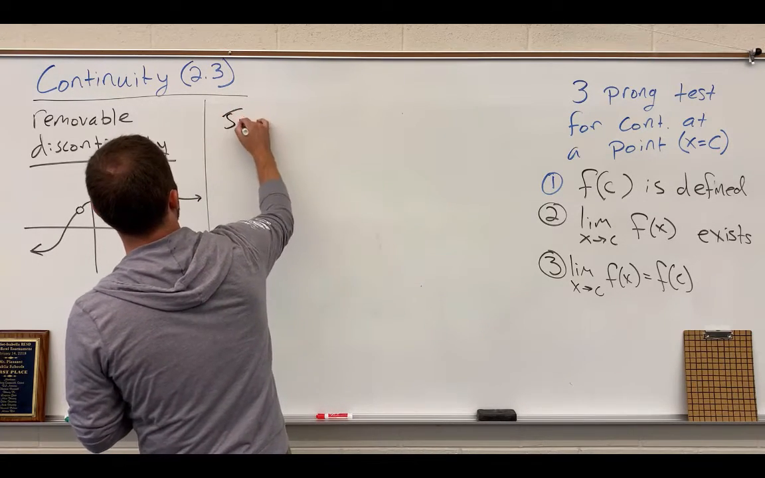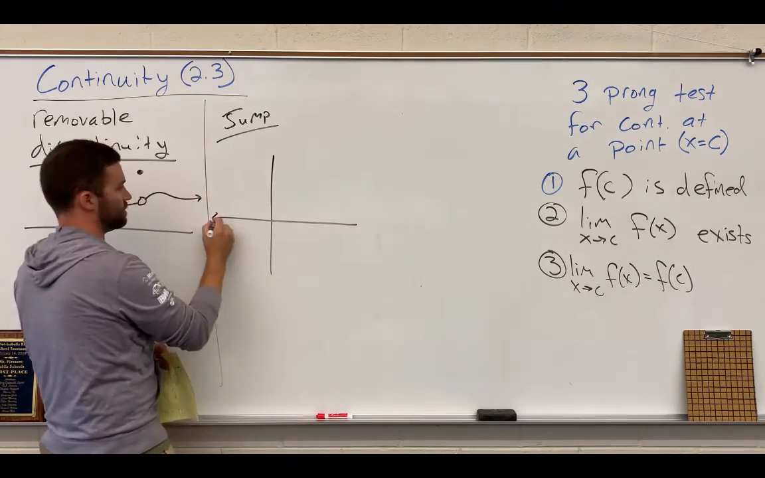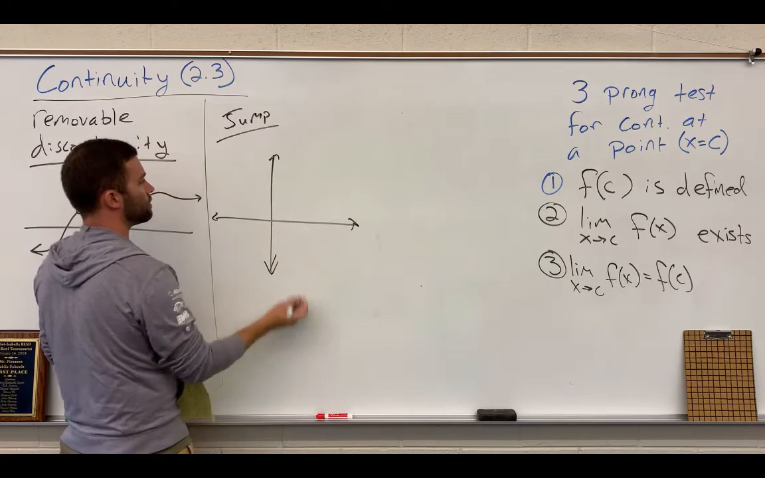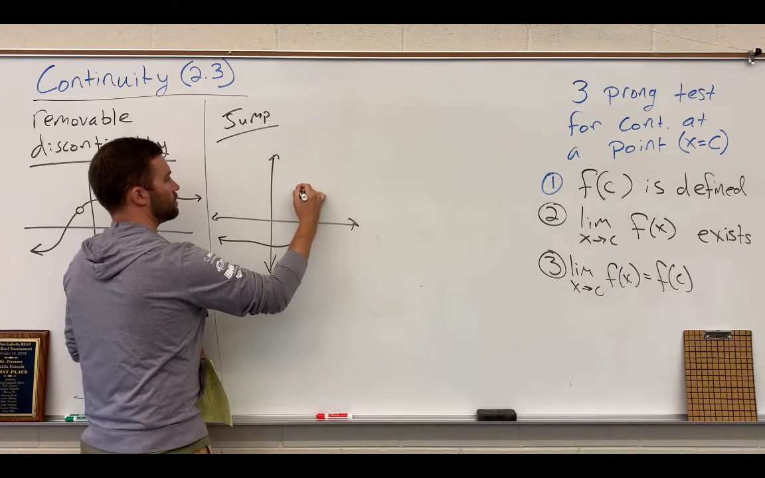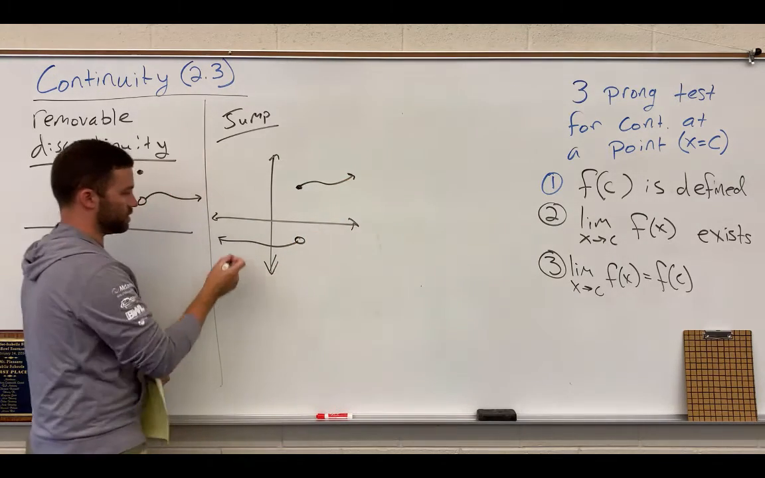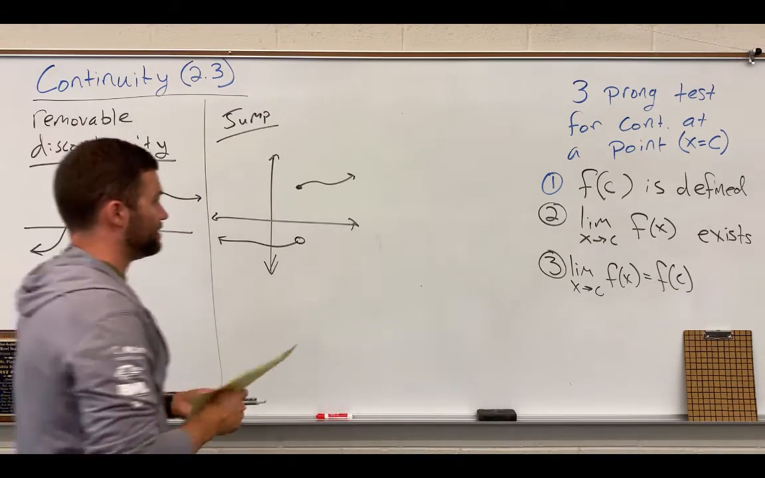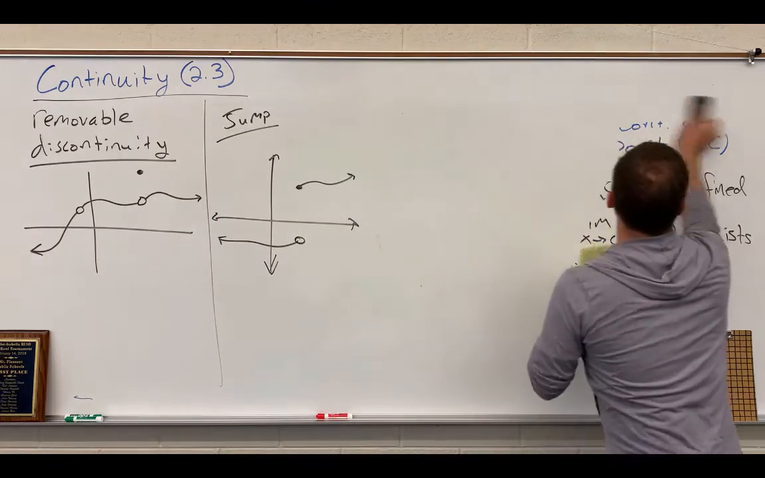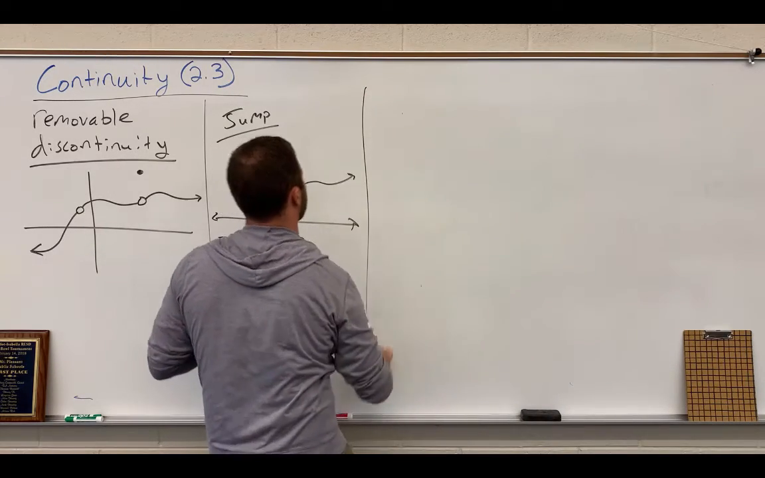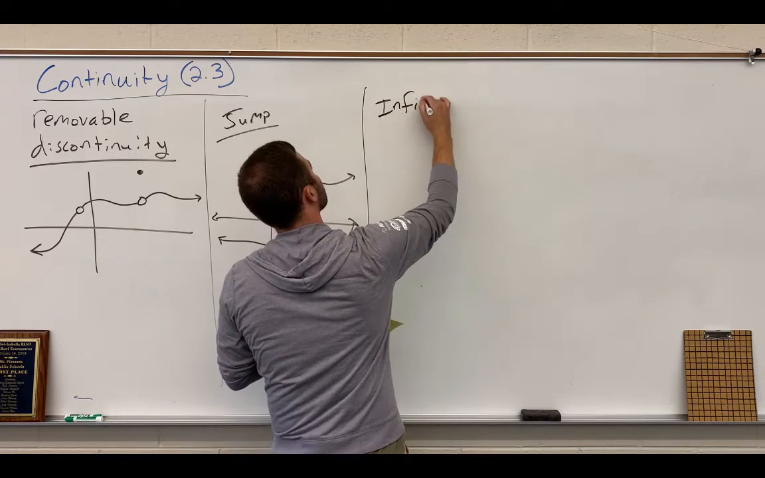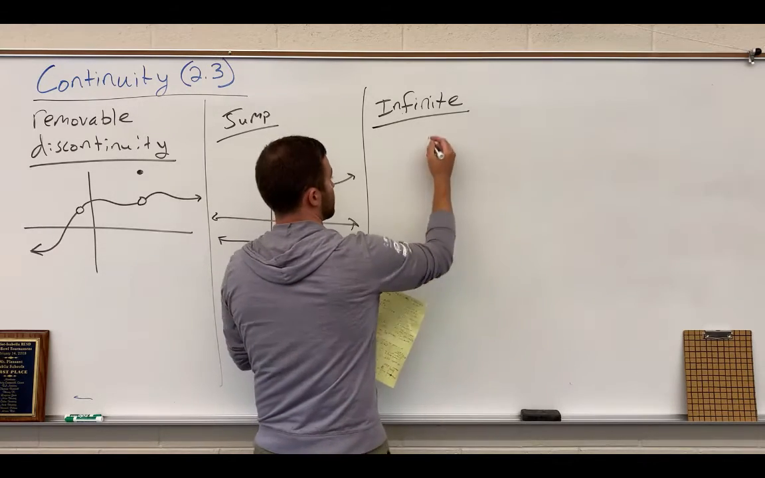We have jump discontinuities. A jump discontinuity is what you might expect. The function jumps. Okay, so you're going along, everything seems fine, and then it jumps either up or down. Okay, so we have a jump discontinuity. Then we have an infinite discontinuity. All right, and an infinite discontinuity is just a vertical asymptote.